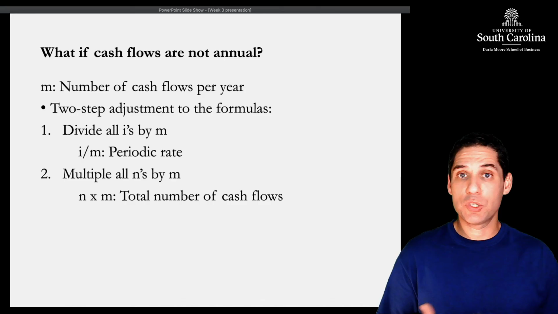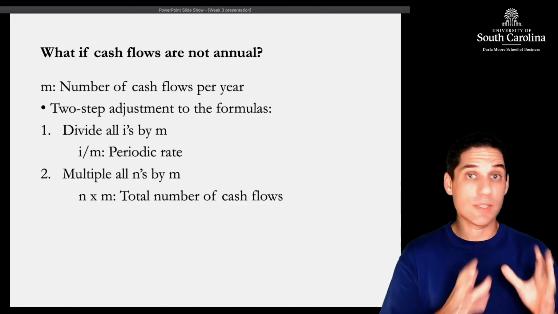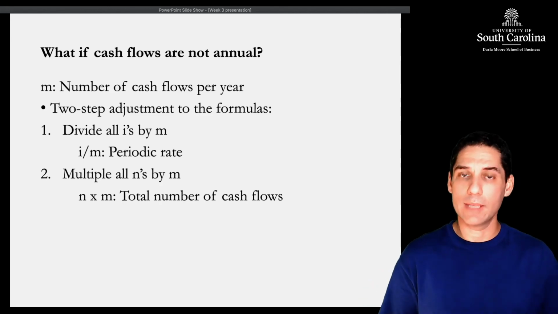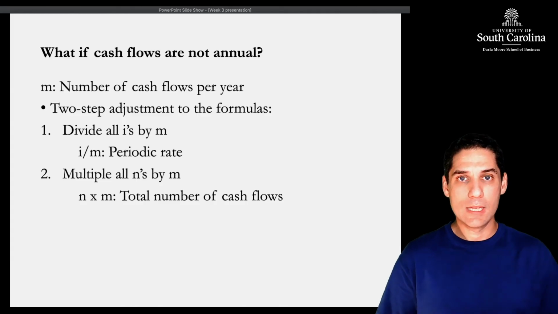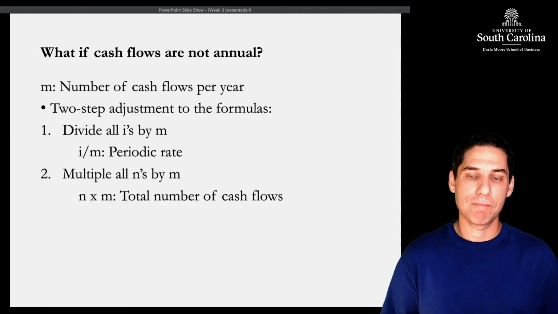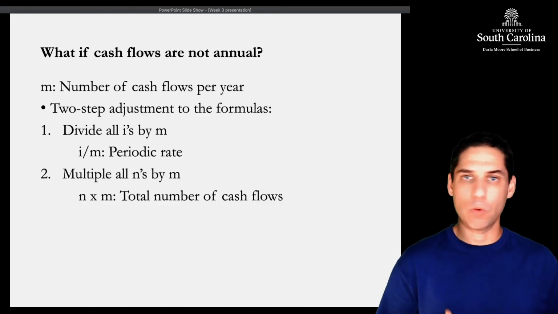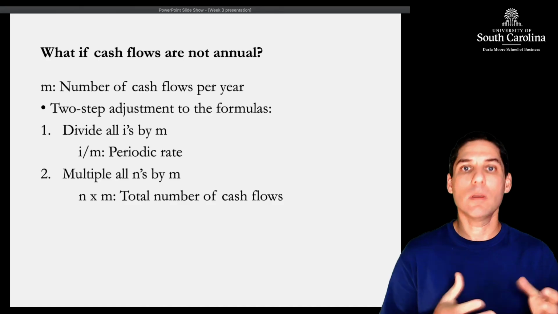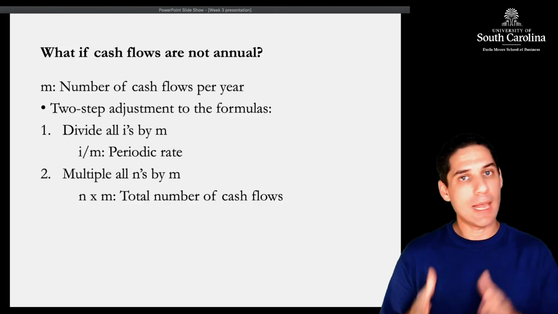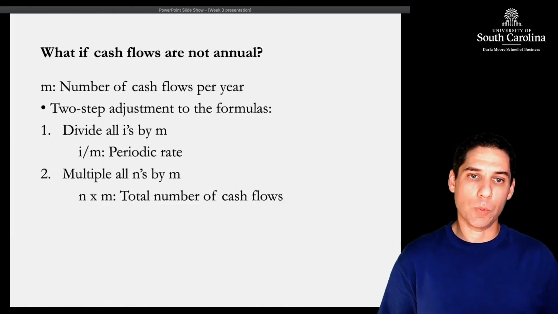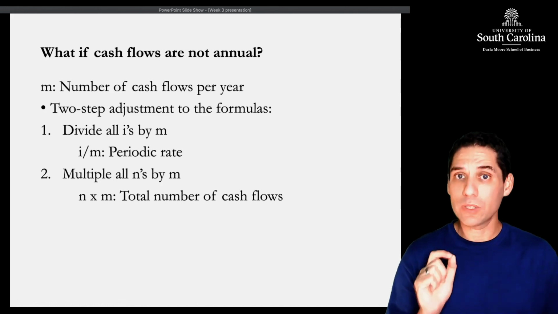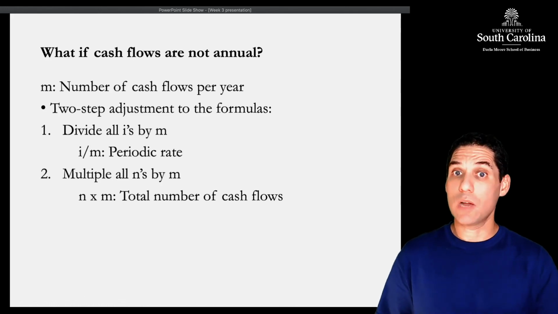We do the same two-step adjustment to our formulas. So we take our formula, in this case annuity formulas, and we divide all i's by M, and in this case we're going to have more than one i. So that's one difference with the single cash flows before. So you have to make sure you do not forget any of the i's. And that will give us the periodic rate, either the periodic interest rate, growth rate, or the periodic discount rate. Then we will multiply all n's in our formulas by M, which will give us n times M, n being number of years. M is cash flows per year. So in our formulas, n times M is going to be the total number of cash flows.